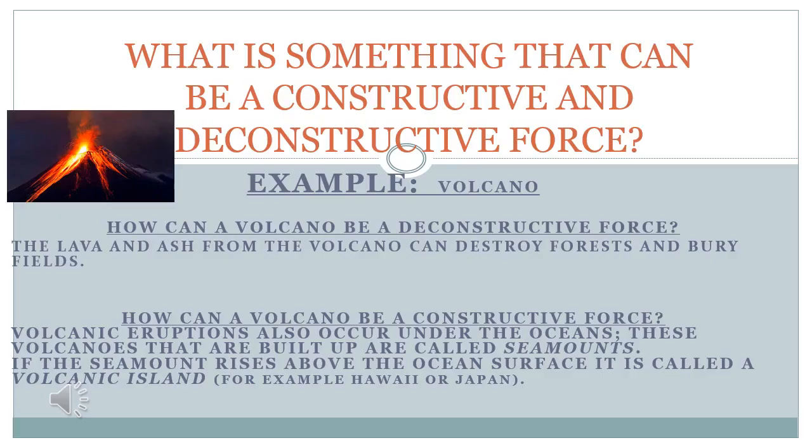Volcanic eruptions also occur under the ocean. These volcanoes that are built up are called seamounts. If the seamount rises above the ocean surface, it is called a volcanic island. For example, Hawaii or Japan.